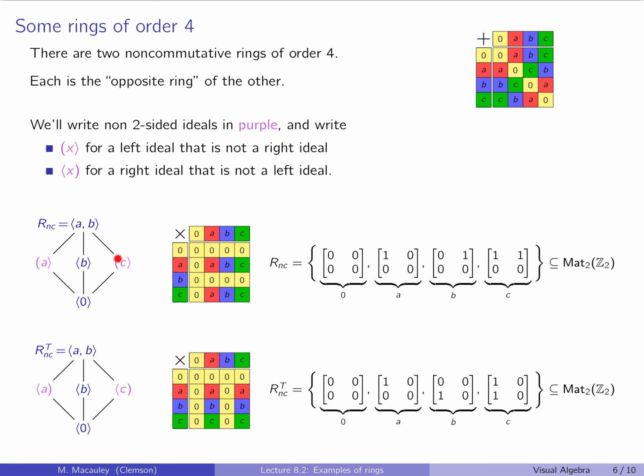And then A and C, let's just do one of these. So A times something is not contained in the subgroup generated by A, so that is not a right ideal, but anything times A is going to be in that subgroup, so that is a left ideal. And then the opposite ring is just completely analogous. Just take the transpose of everything here, these matrices, the table, and this diagram.